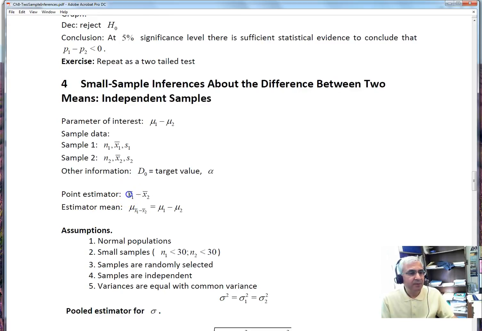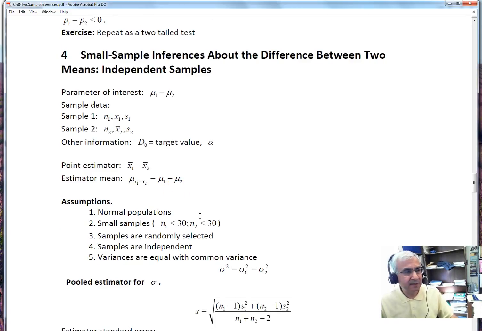As before, the point estimator is x bar 1 minus x bar 2. The mean of the estimator is mu1 minus mu2, which indicates that we have an unbiased estimator.